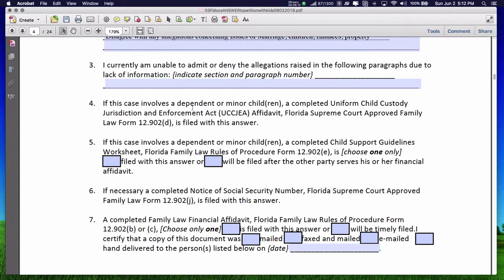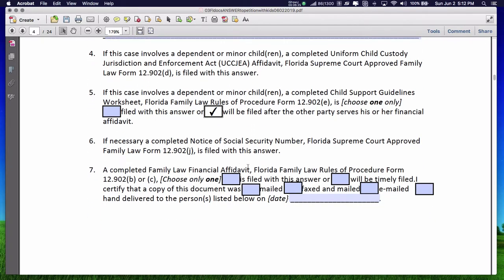Okay, as it pertains to the Child Support Guidelines worksheet, you're not going to do a Child Support Guidelines worksheet in the beginning. You need to get copies of pay stubs, tax returns, etc. So you're going to file it later. The financial affidavit, we're going to do that right now.